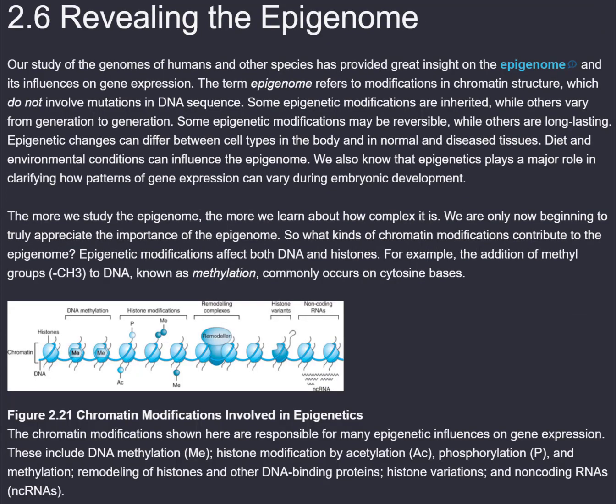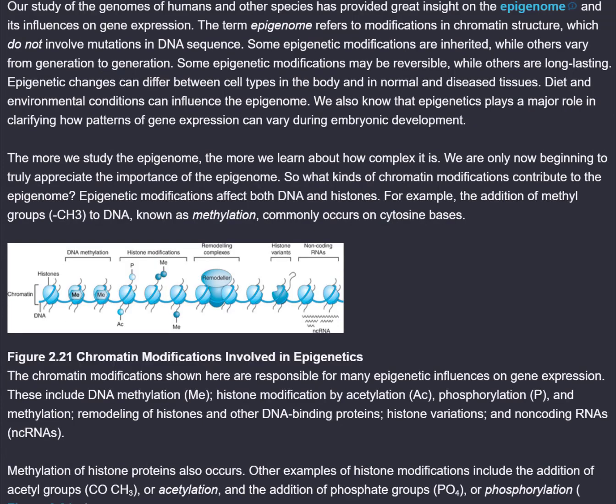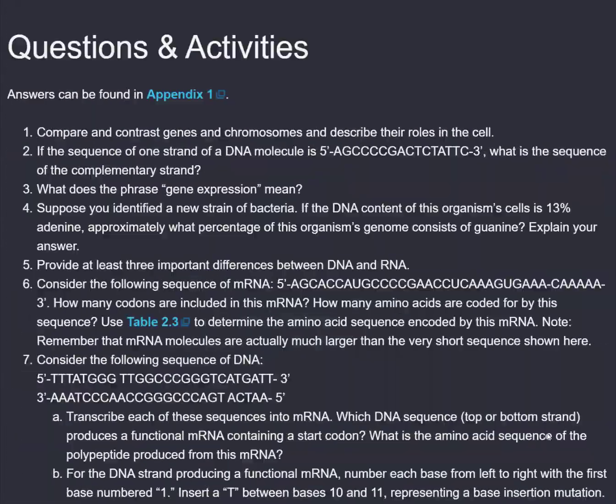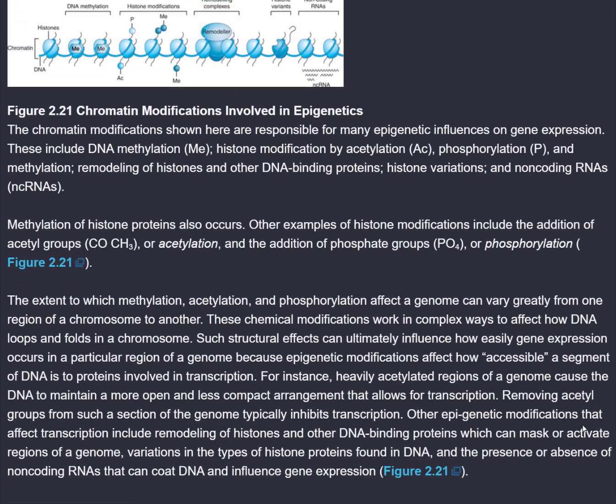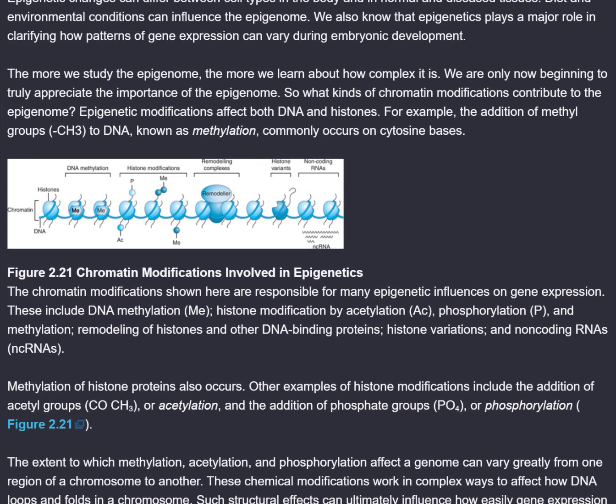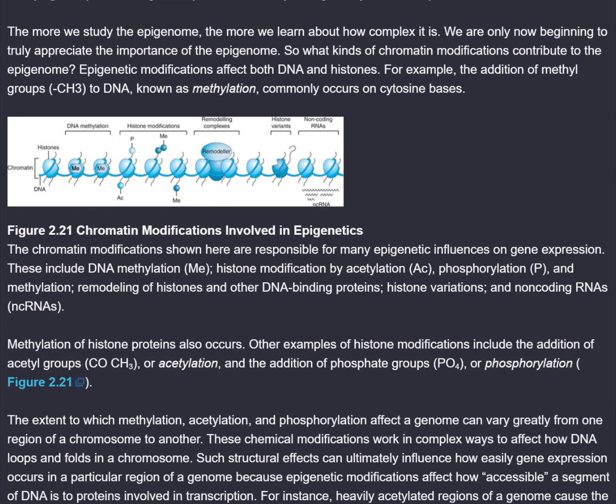2.6 Revealing the epigenome. Our study of the genomes of humans and other species has provided great insight on the epigenome and its influences on gene expression. The term epigenome refers to modifications in chromatin structure, which do not involve mutations in DNA sequence. Some epigenetic modifications are inherited, while others vary from generation to generation. Some may be reversible, while others are long-lasting. Epigenetic changes can differ between cell types in the body and in normal and diseased tissues. Diet and environmental conditions can influence the epigenome.